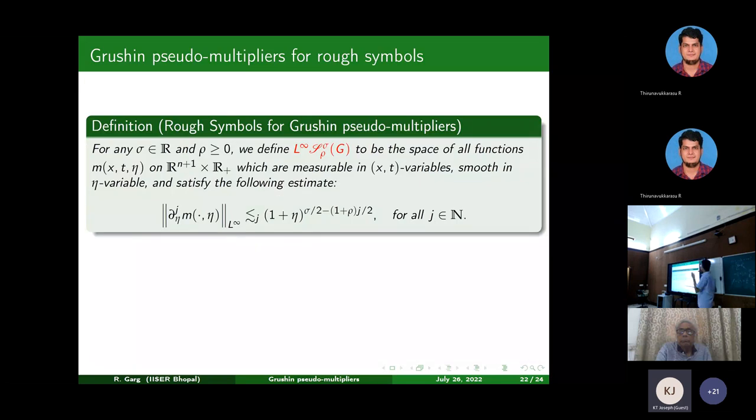Now this has motivated us to write down the same definition. Whatever we were doing for Grushin symbols, we just don't touch the X variable. We write down the same condition as we wrote for our purposes earlier.